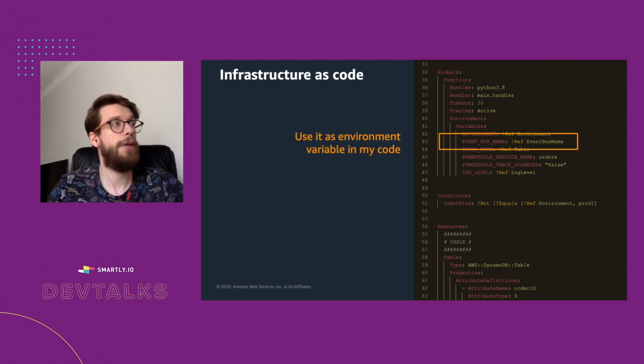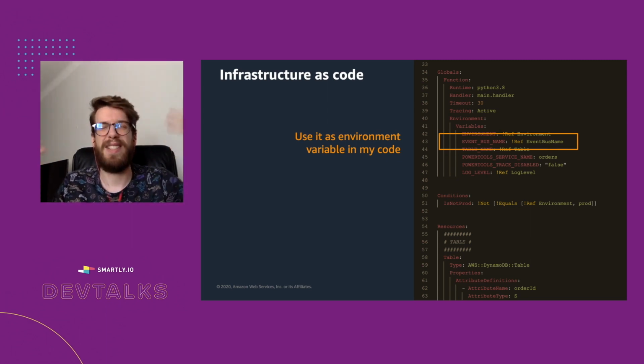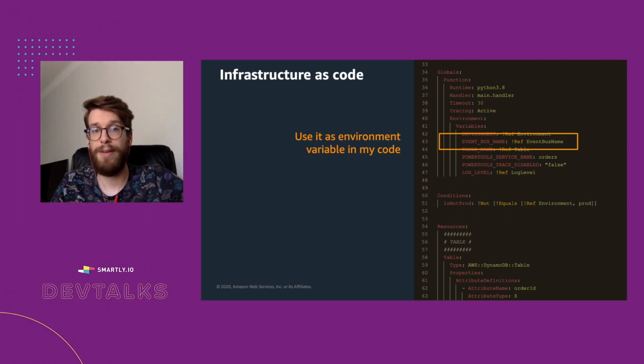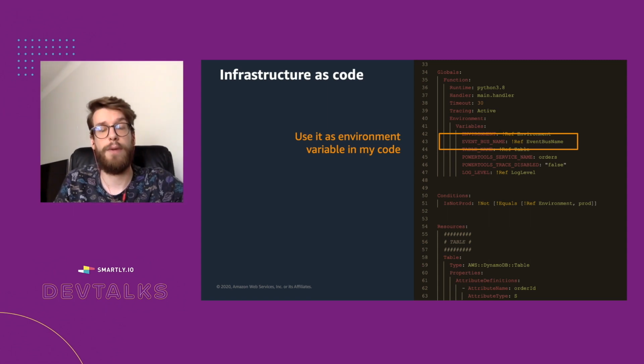So here I have the global section, which is a SAM extension. In this case, it allows me to define default parameters for my Lambda function, such as Python 3.8 or a timeout of 30 seconds. And also here, all Lambda functions will have an environment variable called event bus name. So if they need to send an event, they can just use that environment variable to know to which event bus to send the data. So that simplifies a lot the flow.